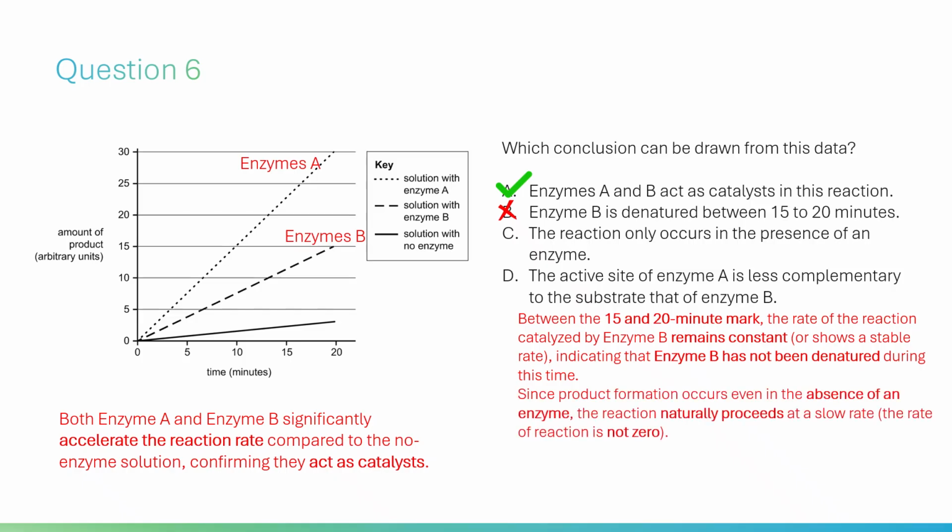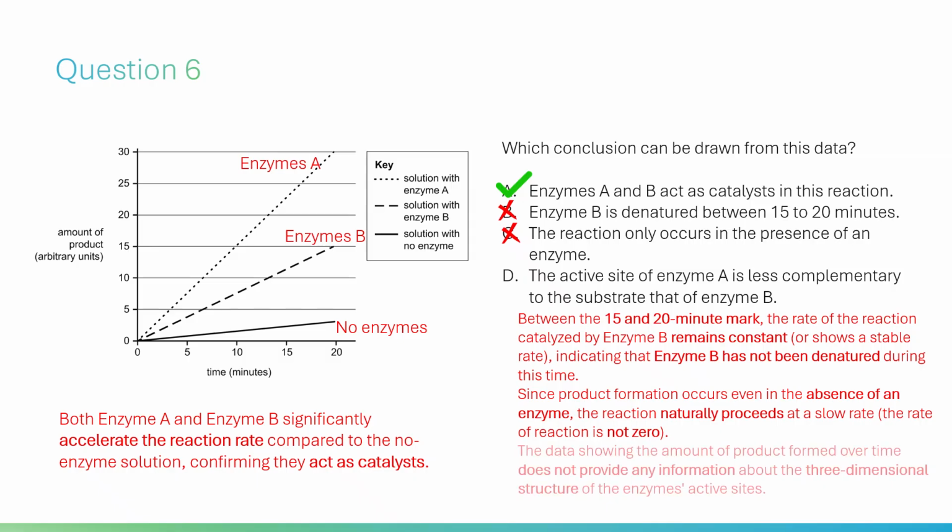Since product formation occurs even in the absence of an enzyme, the reaction naturally proceeds at a slow rate. The rate of reaction is not zero. The data showing the amount of product formed over time does not provide any information about the three-dimensional structure of the enzyme's active sites.